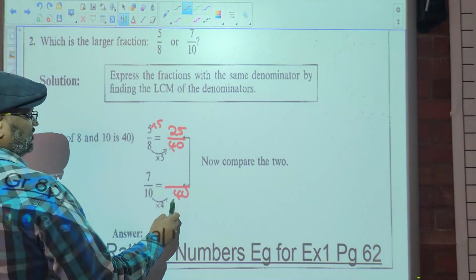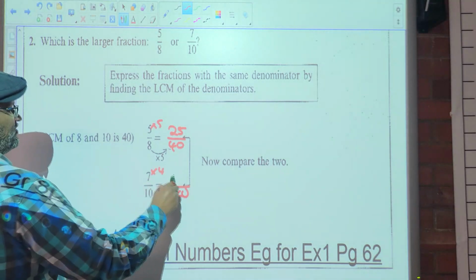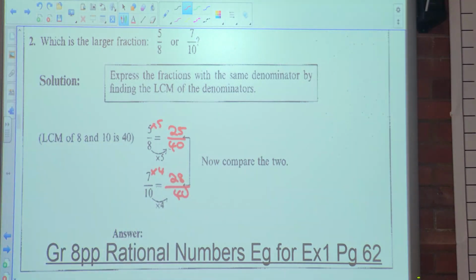How do I get from 10 to 40? Times by 4. So multiply 7 by 4, which gives me 28. So which one is larger?